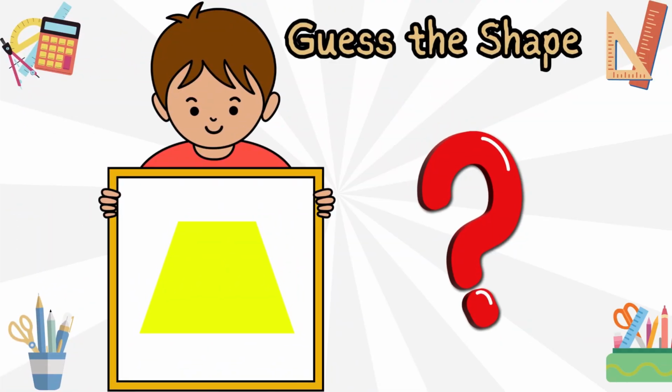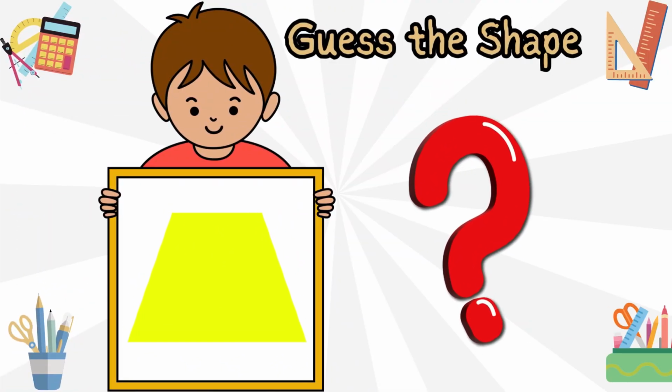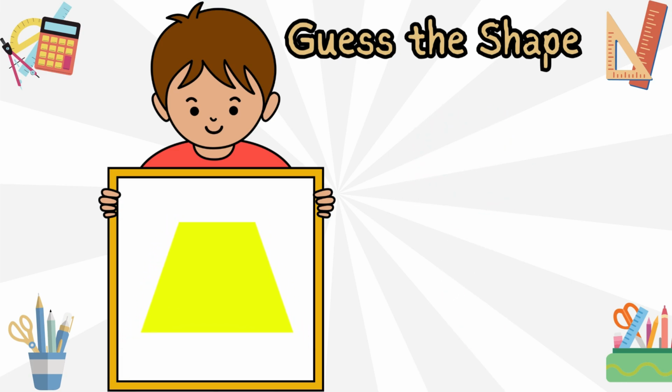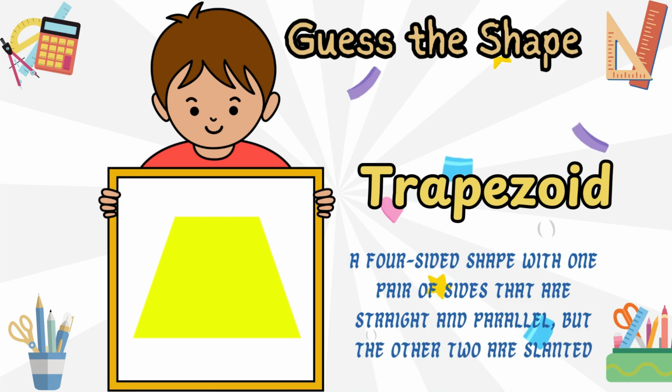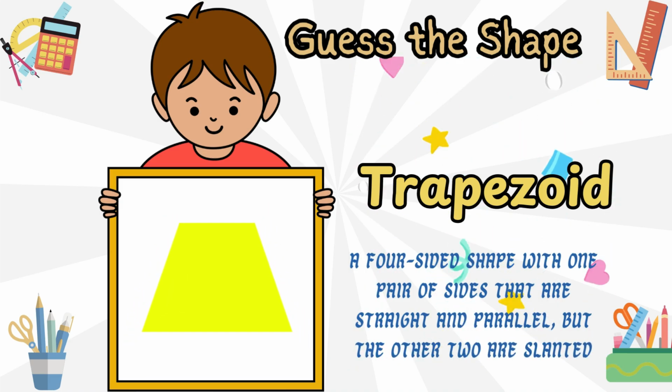Last one. Trapezoid. A 4-sided shape with 1 pair of sides that are straight and parallel, but the other 2 are slanted.